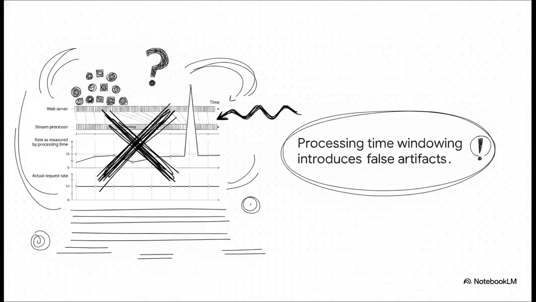If you rely entirely on processing time, you're going to create fake data spikes. Let's say a stream processor goes down and events just pile up. When it finally restarts, it processes that massive backlog all at once. Suddenly, it looks like user activity just skyrocketed, even if the actual request rate by event time was perfectly steady. Confusing those two concepts literally leads to bad data and a lot of false alarms.